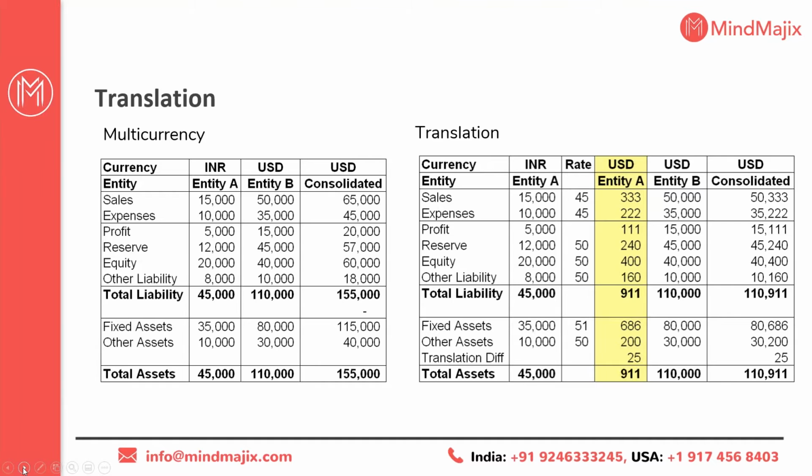Yeah. In the translation, I see the exchange rate for revenue items, which might be the average rate, which is applied at 45. And for the balance sheet items, you have applied the closing rate of 50. But then in case of fixed assets, there is a rate of 51. So what would this rate be?